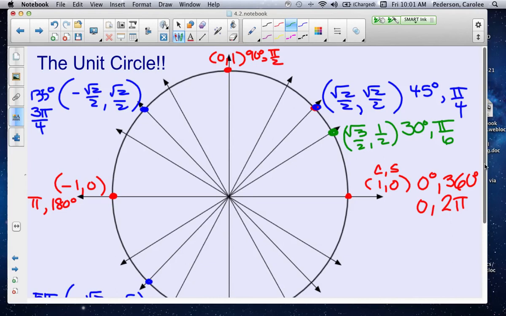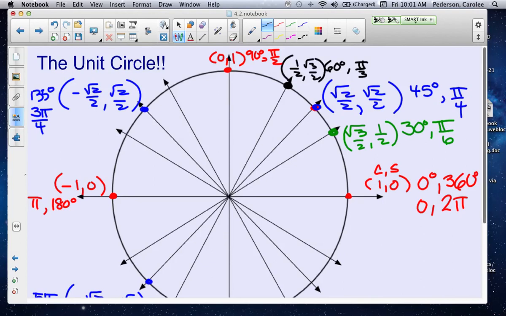Then, let's color this one in black. This is your 60 degrees, or 1/3 of a pi. How I remember this one, it's the flip-flop. This is 1/2, and then square root of 3 over 2.